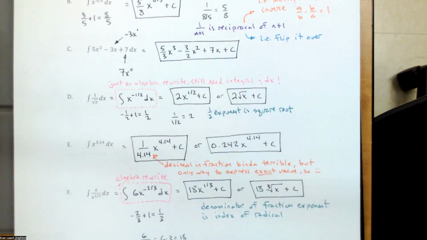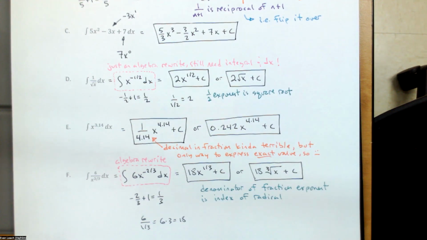And then the last one, I combined a negative exponent and a radical. The thing that we want to recognize here is that when you have a fraction exponent, the denominator of that fraction exponent is the index of the radical. It tells you what kind of radical it is. So a 1/3 exponent is a cube root or a third root. So the denominator of the exponent is the index of the radical.